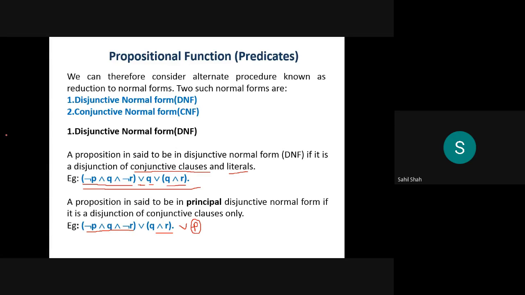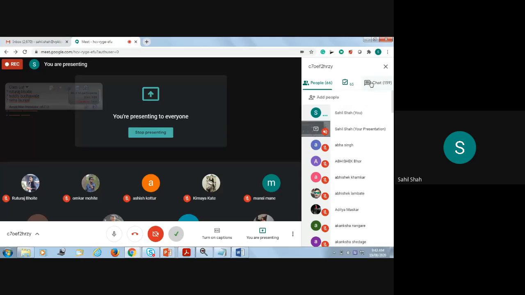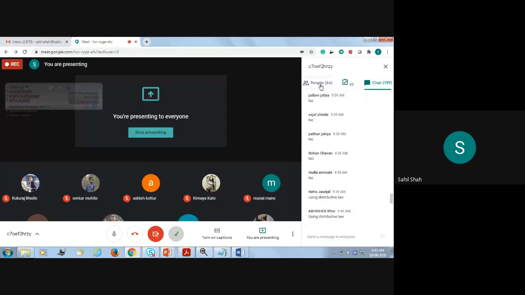Okay. Now I expect the answer for conjunctive normal form definition from your side in the chat box. If you are clear with the disjunctive normal form, we have to simply replace disjunction by conjunction, conjunction by disjunction everywhere while defining conjunctive normal form in the same way as that of DNF. Can you define in the chat box about conjunctive normal form? If it is possible, okay. Can you define?